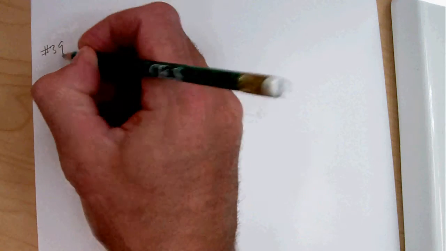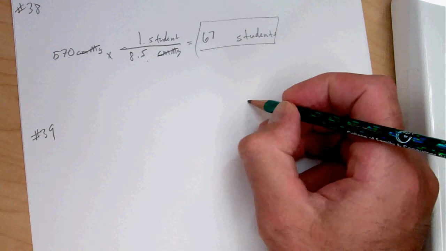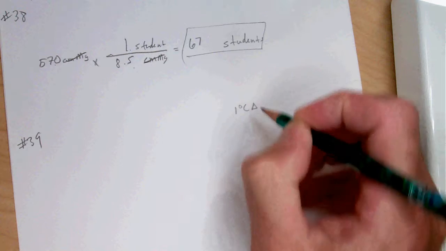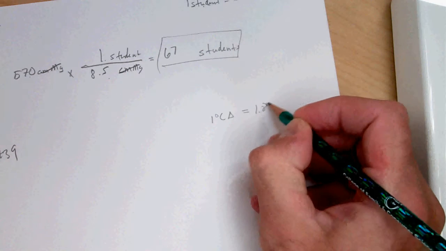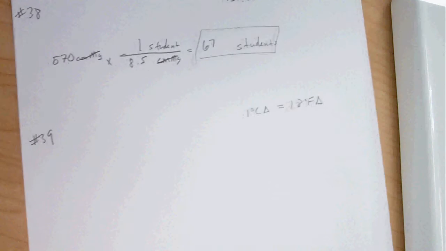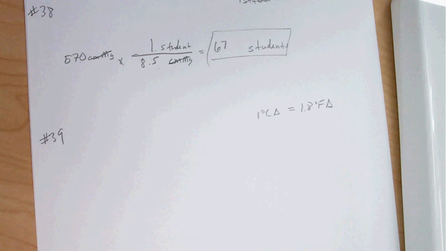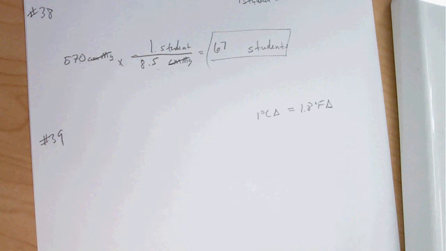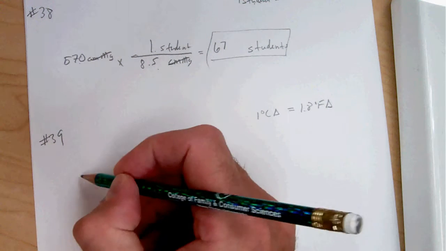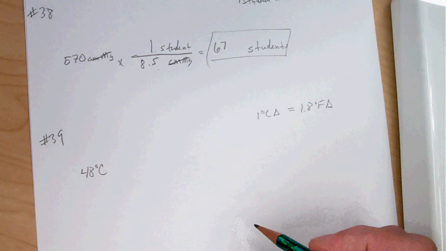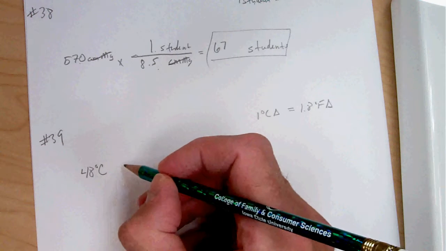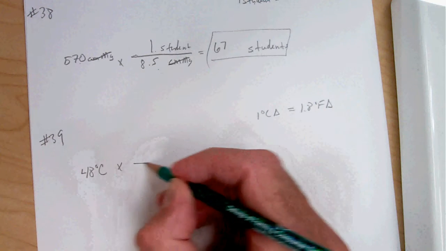All right, number 39. For 39, you are given that for every 1 degree Celsius change, and I'm going to use a triangle to represent change, we have a 1.8 degree Fahrenheit change. So the change is important there. So I'm going to then move over to what was given in the problem. They said you're starting with a 48 degrees Celsius temperature change, and they want to know how much change that was. So I'm going to simplify this by leaving the triangles off.